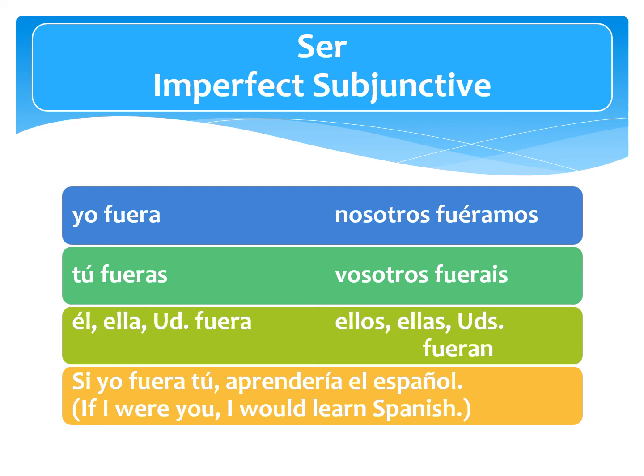But here are our conjugations. Fuera, fueras, fuera, fuéramos, fuerais, fueran. Again, notice the yo form and the he, she form are the same conjugations. Nosotros, we've got an accent. And those are the conjugations for the imperfect subjunctive of ser.